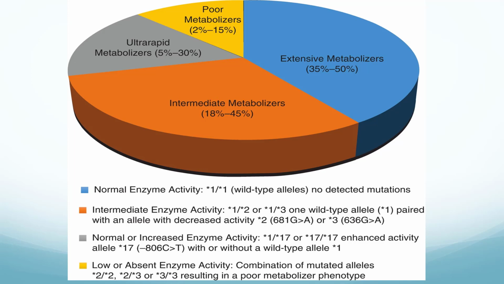The intermediate, there's 18 to 45% of those. Those could be star 1, star 2, or star 1, star 3. So they are going to have a normal allele paired with one that's going to have slower, decreased activity. And then the poor metabolizers are seen, as well as the ultra-rapid. Now we're going to talk about those in a moment as well.